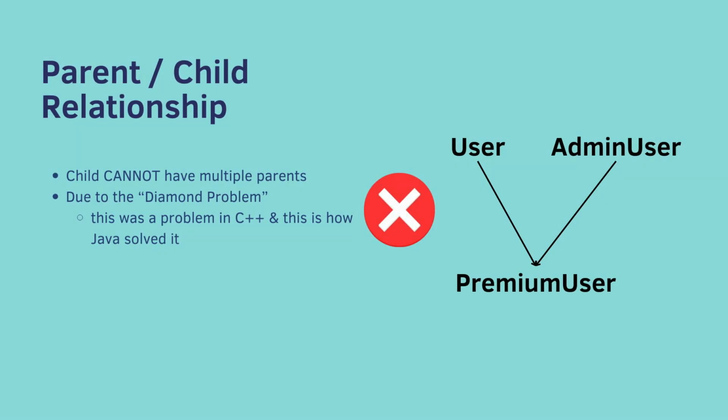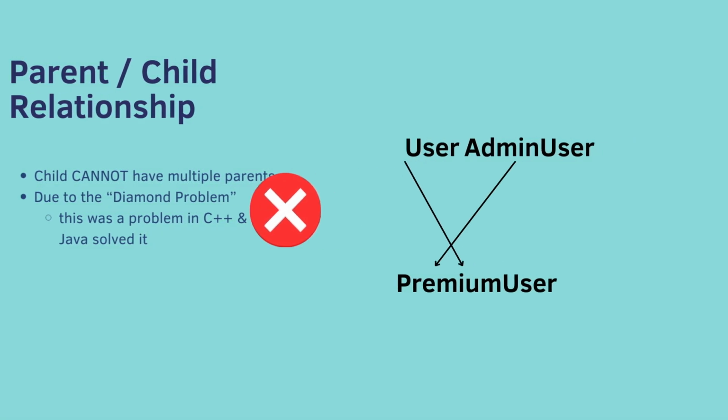But a child cannot have multiple parents. So a premium user cannot inherit from user and admin user. This is against the rules. This is due to something called the diamond problem. Basically, this was a problem in C++, and this is how Java solved it. There's going to be a question on your homework on looking up the diamond problem and what it is. It's not that relevant, but it's kind of good to know.